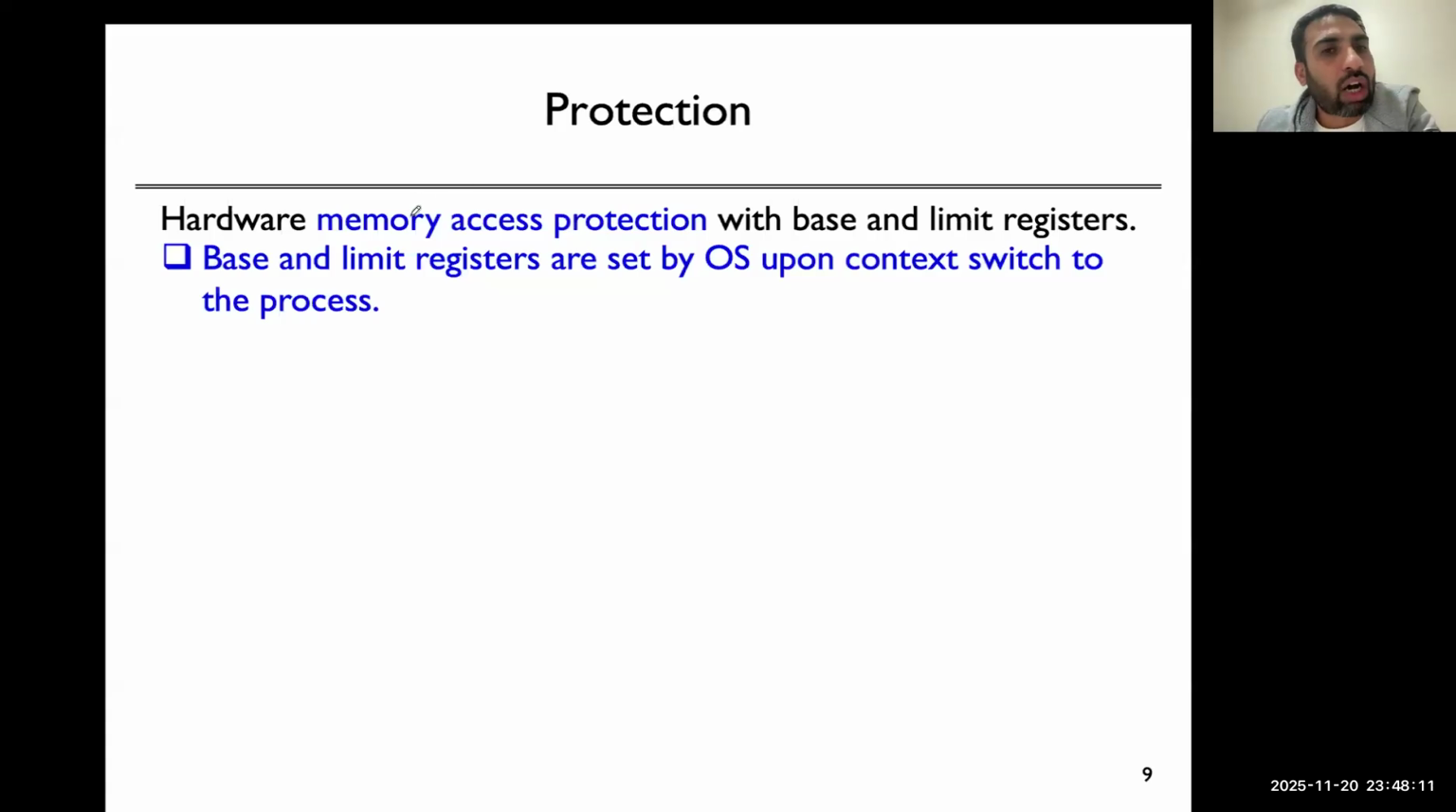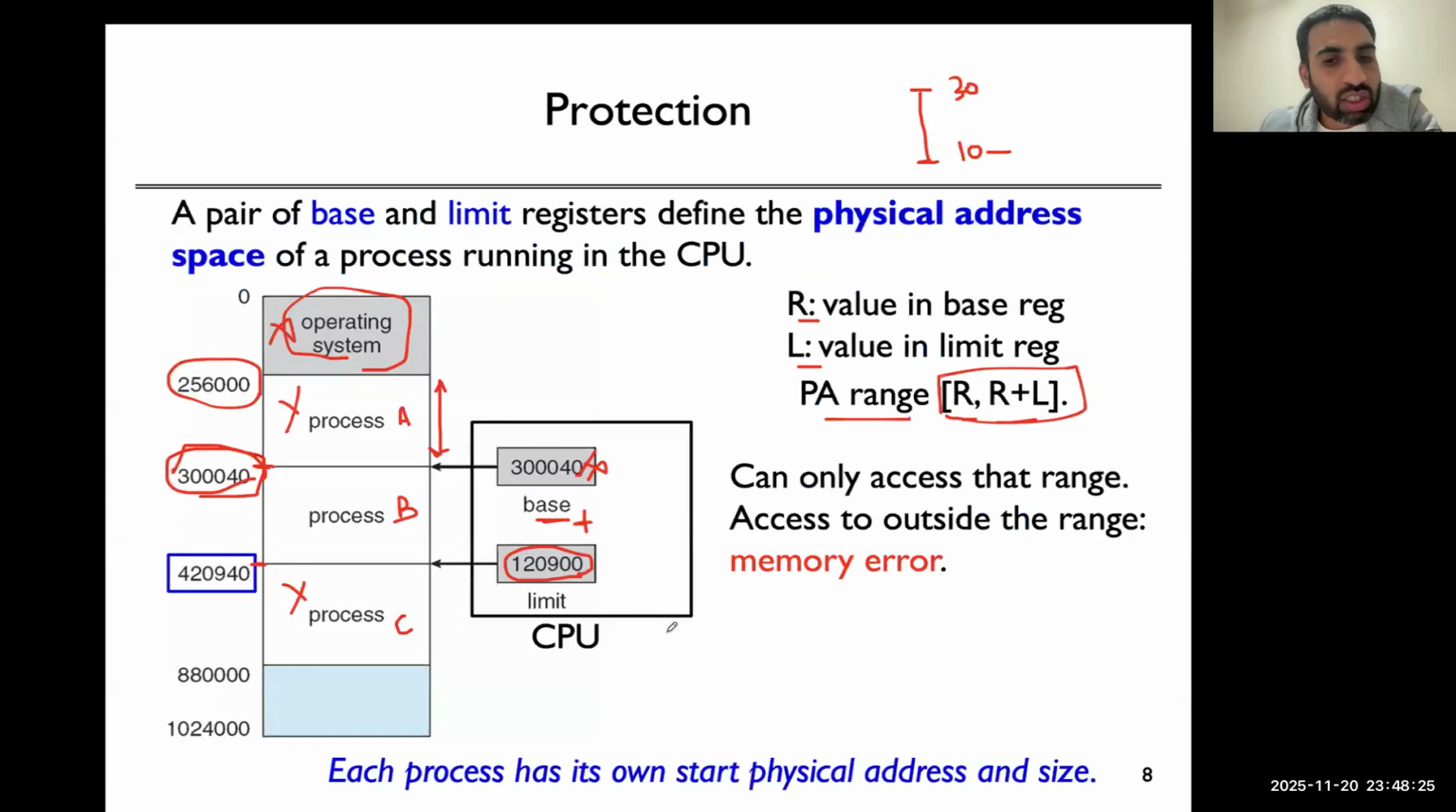So now the question is how hardware memory access protection works with base and limit registers. For that, base and limit registers, as I said, are set by the OS upon a context switch. Whenever the scheduler schedules a process for execution, it means that a context switch happened before that. Some other process was running, and now process B is selected for execution. At that time, when the context switch happens, the base and limit registers will be loaded with the appropriate values according to process B.